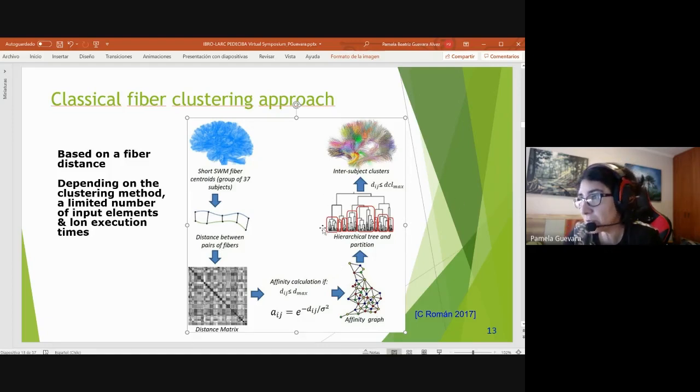If you cut the tree very low in the base, you will find a lot of small clusters, but you can try to find bigger clusters. So it depends on what you want to do. So this is a classical approach, but we cannot apply this approach to 1 million fibers. It's too much. The algorithm will not do that, okay?